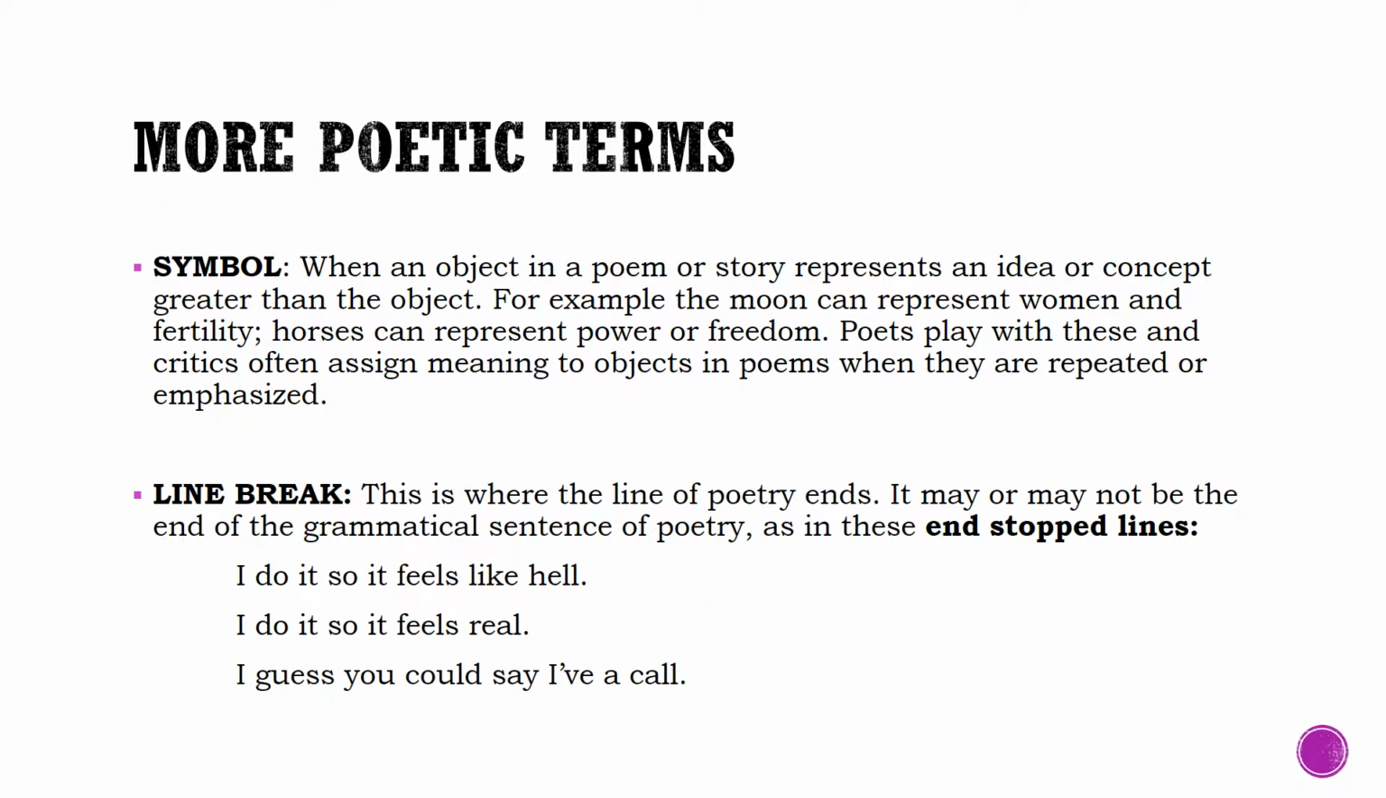More poetic terms. Of course, we have symbols, when an object in a poem or story represents an idea or concept greater than that object itself, the same as in novels. For example, the moon can represent women and fertility, horses can represent power or freedom, and poets play with these, and critics often assign meaning to these objects in poems when they are repeated or emphasized. Sometimes there's disagreement between poets and critics about this, but hey, what else are you going to write your essay on? Might as well be symbols.